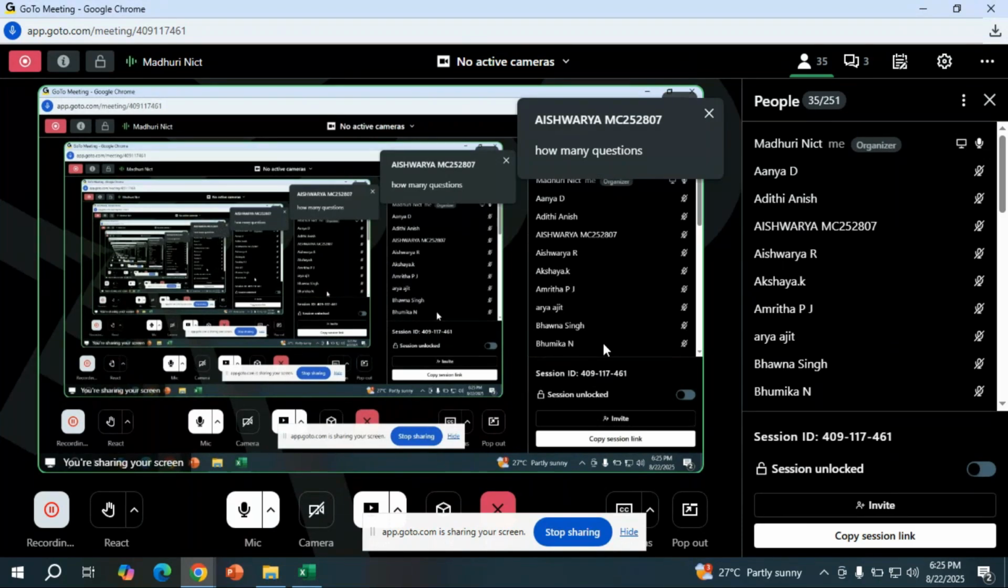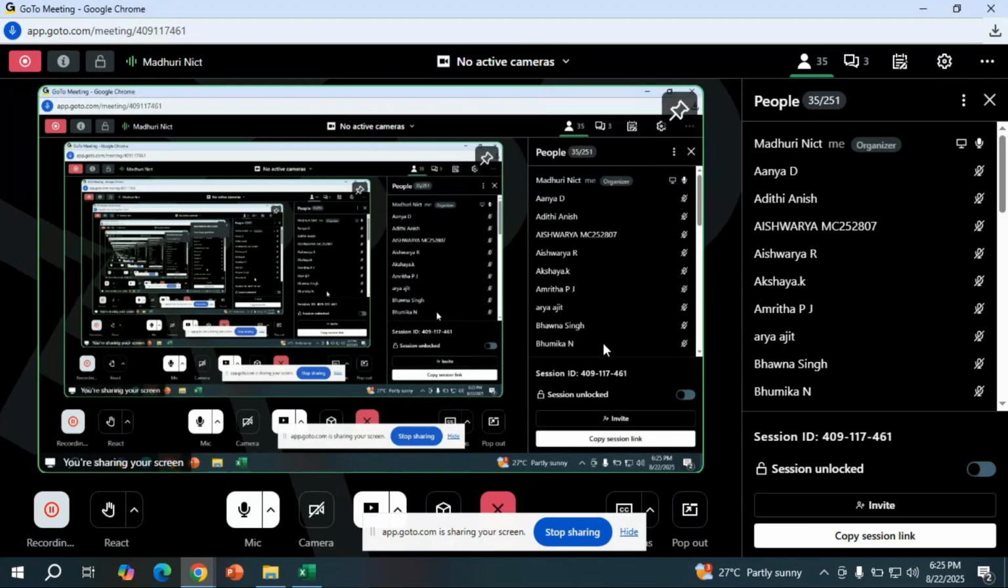How many questions? 100 questions, Aishwarya? Do we have to answer 100 for a UFM exam? See, it doesn't matter. Approximately it should be 35 to 40 questions which you have to answer. You should not worry about how many questions. You should worry about how to prepare for the exams, how to do well. That's all. Number of questions should not matter to you.